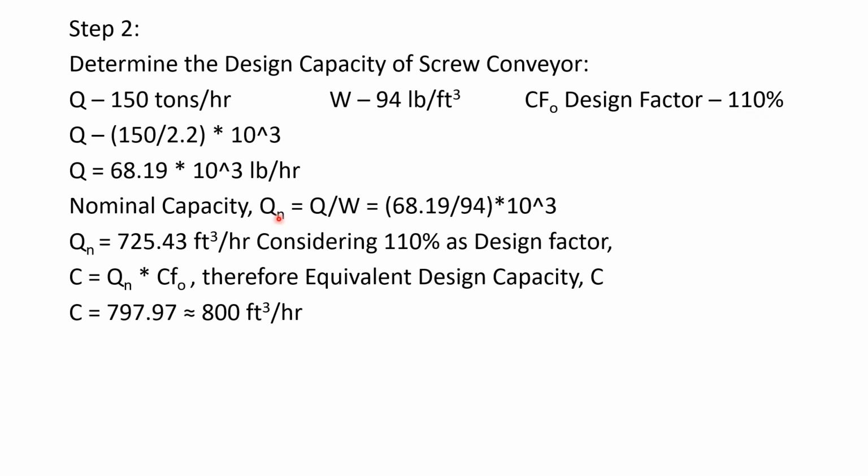So the nominal design capacity Qn will be Q, whatever we have got here, divided by density. Because of pounds per hour, we convert to cubic feet per hour. Since we have a 10% design factor, our capacity changes to 797.97, which is nearly equal to 800. So for future reference, we'll use the capacity as 800 cubic feet per hour.